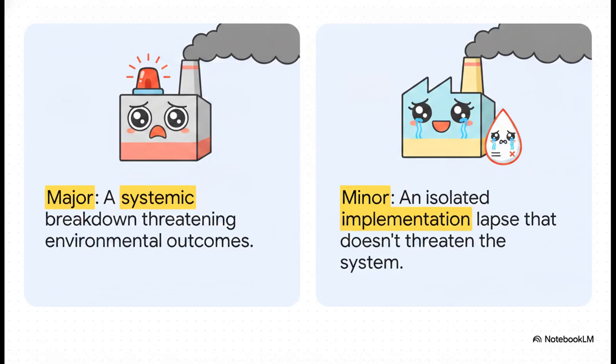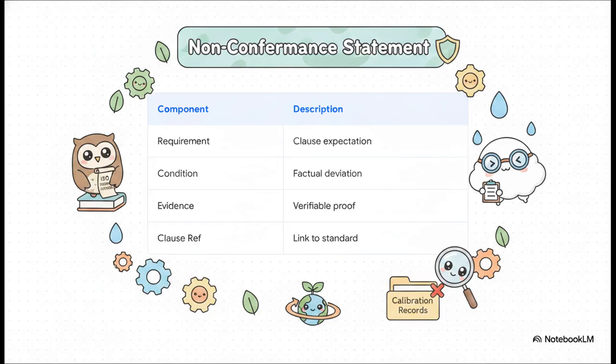Think of something major, like completely failing to monitor toxic wastewater discharges. Now, a minor nonconformance, on the other hand, is just an isolated implementation lapse. The system generally works, but there's a hiccup. Like, say, an employee knows the spill response procedure perfectly, but their training signature happens to be missing from the file. When an auditor does find a gap, they have to write it up.